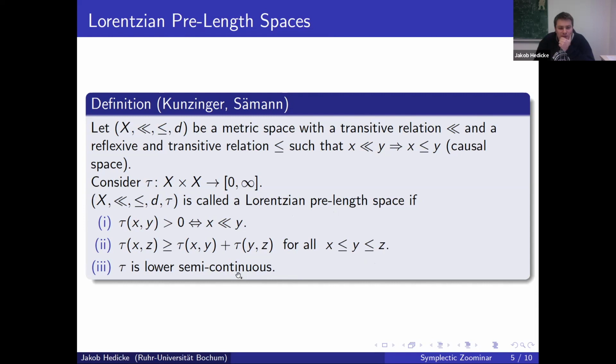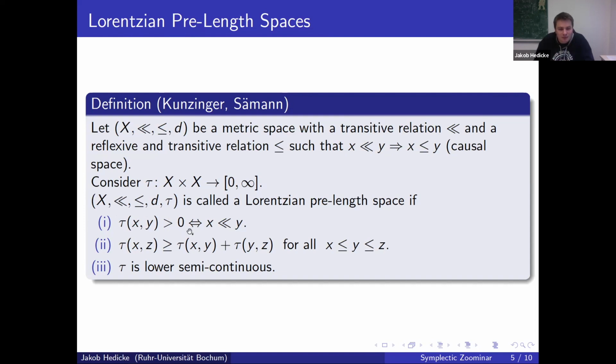So now the goal is to define these structures on the group of contactomorphisms. The relations were already introduced in the beginning, and it's not too hard to see that they exactly satisfy these conditions. One is transitive, and the other one is transitive and reflexive, and the smaller relation is contained in the smaller-or-equal relation. So the group of contactomorphisms is indeed a causal space. What is missing is such a metric and a Lorentzian distance function.